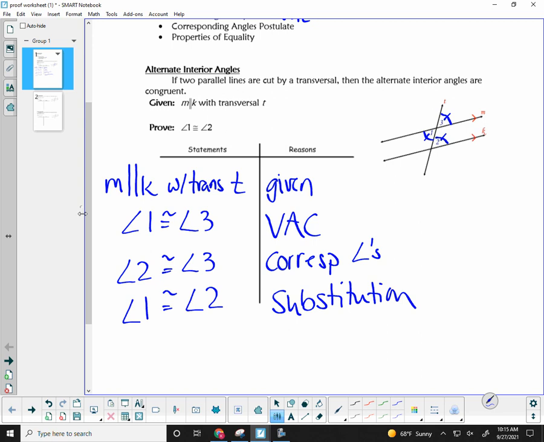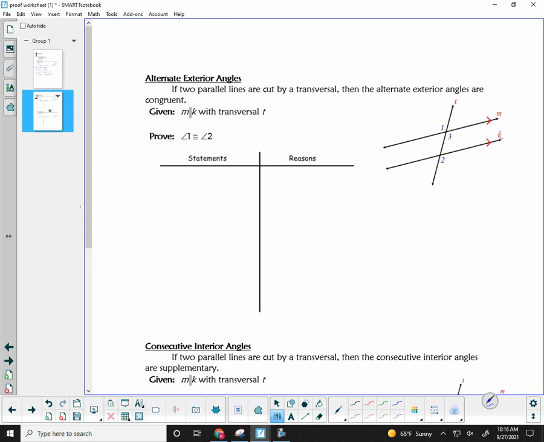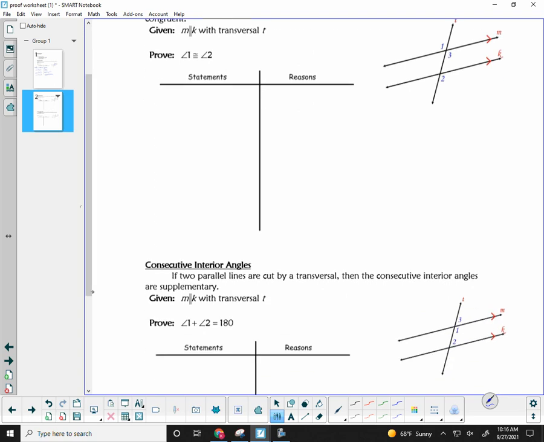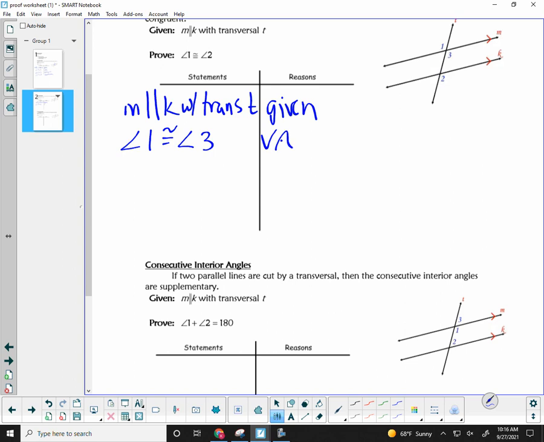Would anyone like more time to think on their own on that top one? All right, what do we start with? Our given. So I have N is parallel to K with transversal T. All right, so now what? Did we have linear pairs? Vertical angles. Yes, we have angle 1 is congruent to angle 3 because of the vertical angle conjecture. So I'll mark those as being congruent.